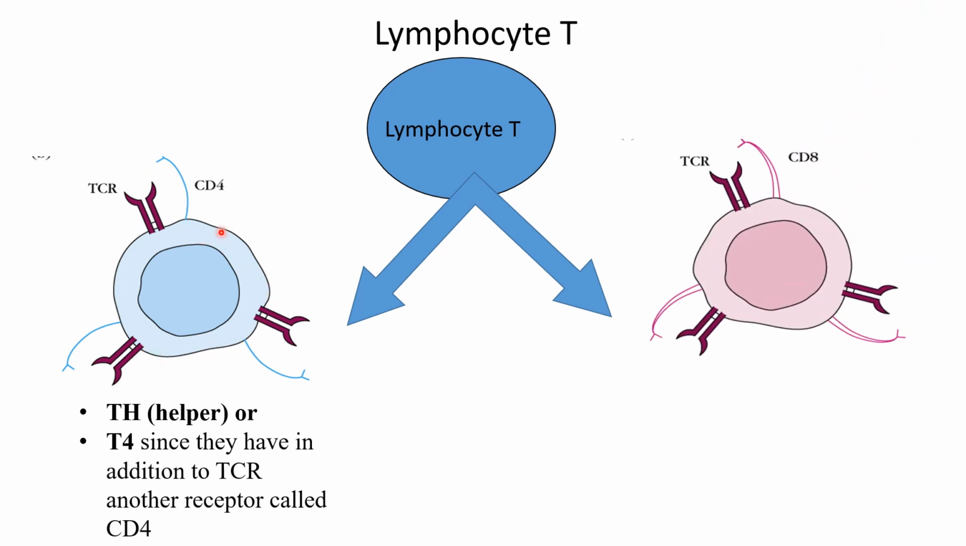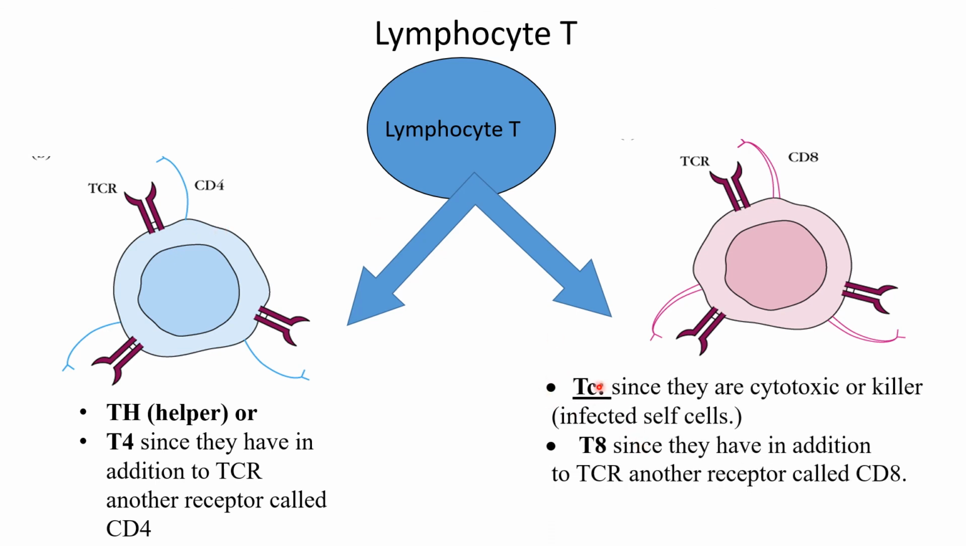The second type of lymphocyte is TC, also called T8. Why TC? It refers to cytotoxic or killer, because TC kills infected cells. Why T8? Because this type of lymphocyte displays on its surface, in addition to TCR, another receptor called CD8. You see here also that TCR is always membrane bound.